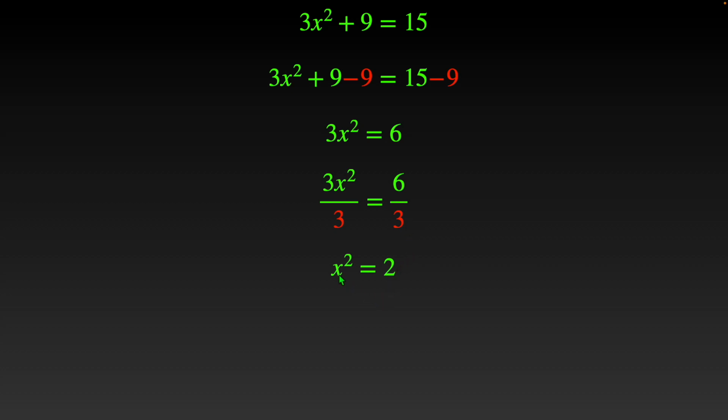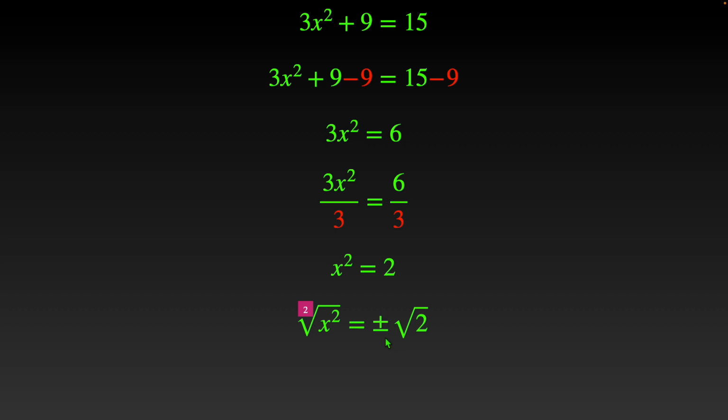Now, in order to get x on the left-hand side, we'll take the square root of both sides. Since there is no index here, the index is 2. Now this 2 will match this one here and we'll just get x. Notice that we also have plus or minus on the right-hand side. Why is that the case?